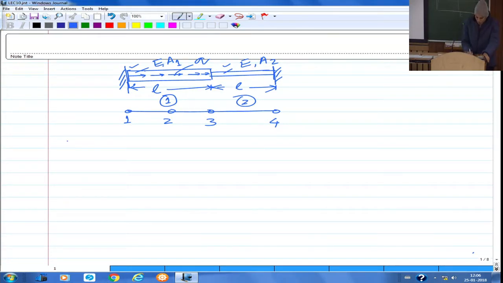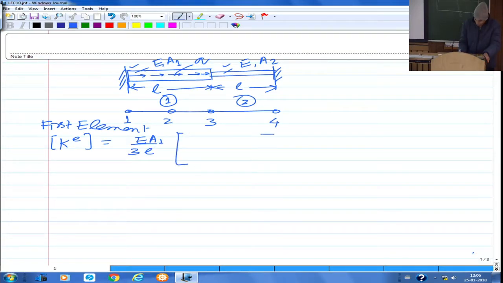Element level governing equation, we already know that for the first element, the element level stiffness matrix would be EA by 3L. So that is EA upon 3L, where L is the same, only thing is the area is A1, and then here we had 7, minus 8, 1, then minus 8, 16, and minus 8, and then 1, minus 8 and 7.